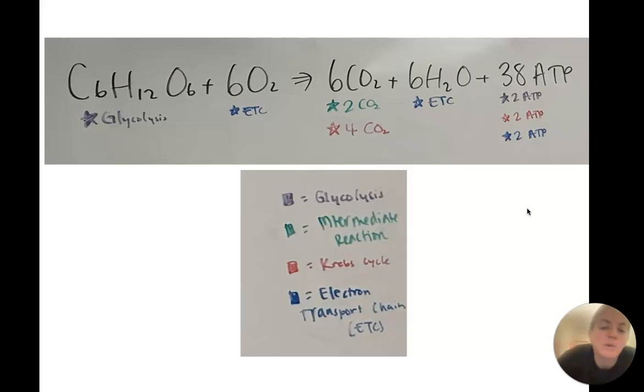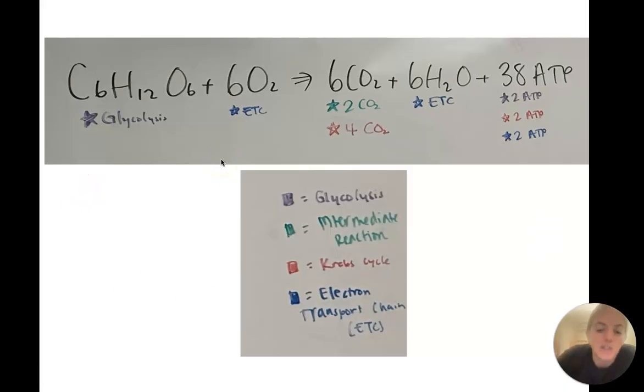The NADH and pyruvate are not shown because they are used again in the next step, the intermediate reactions, which is color-coded in green. In this one, we don't have any reactants because the main reactant is pyruvate, but we produce CO2 and NADH. But that NADH gets used again in the ETC, so we don't see it in this big equation.